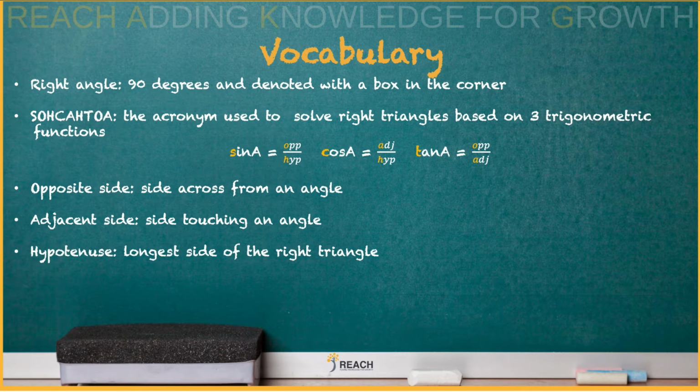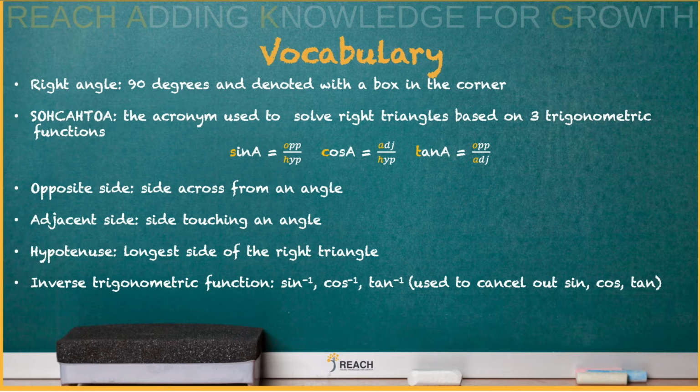All right, hypotenuse is the longest side of the right triangle, and that's always across from the 90. So the 90 points to the hypotenuse, which is the longest side. It's like the ladder. Imagine the ladder leaning against the wall. The ladder is the hypotenuse.